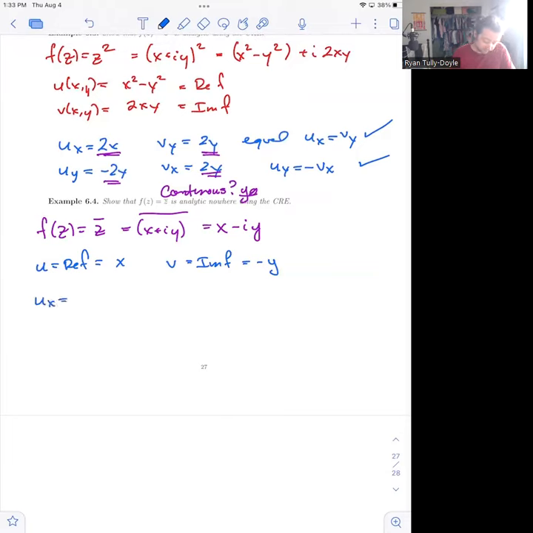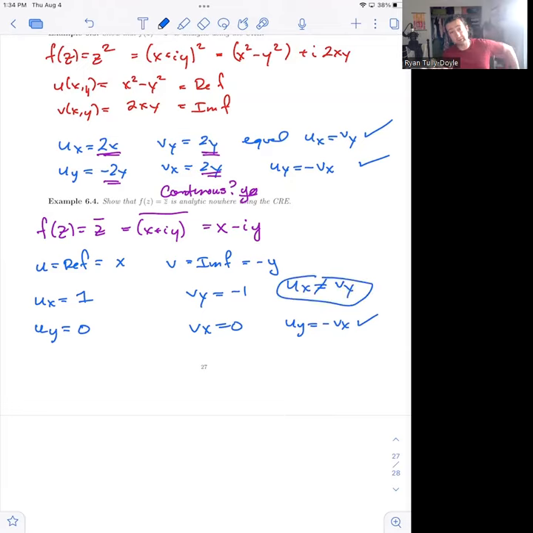Well, ux is 1, and uy is 0, and vy is minus 1, and vx is 0. Now, one of the Cauchy-Riemann equations is satisfied. It is certainly the case that uy is equal to minus vx, trivially, because they're both 0. On the other hand, ux is not equal to vy. So that means that we fail to satisfy the Cauchy-Riemann equations. And not only that, we fail to satisfy them at any point. They always fail to be met.